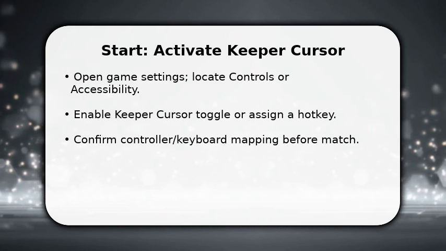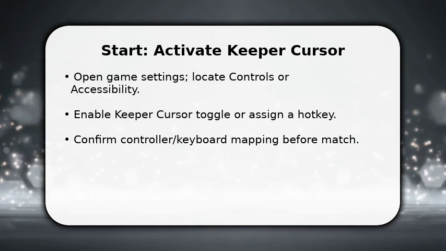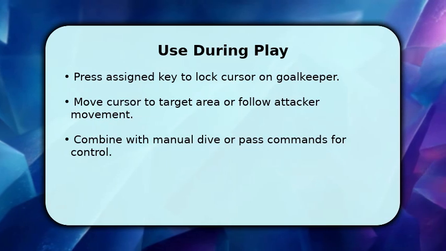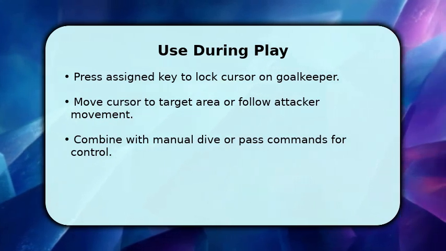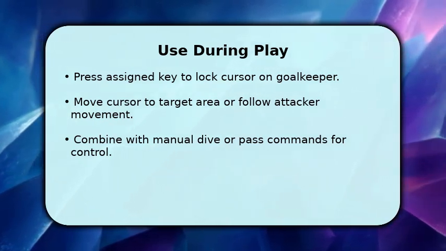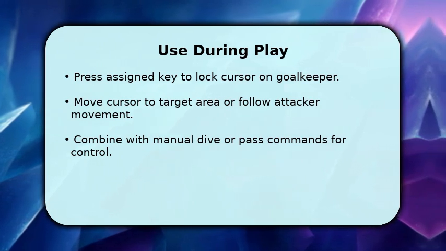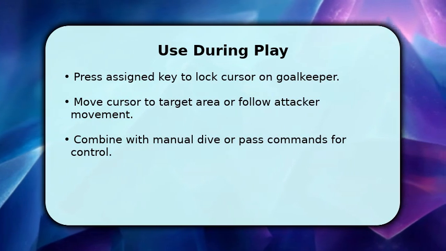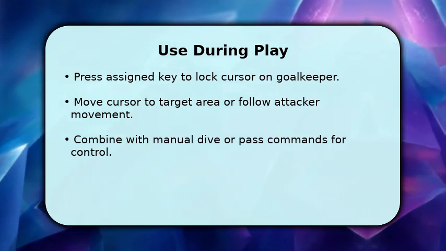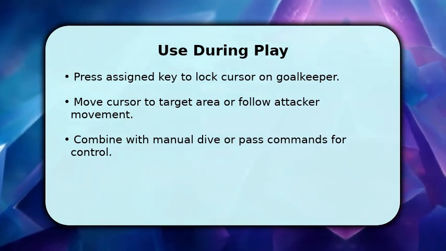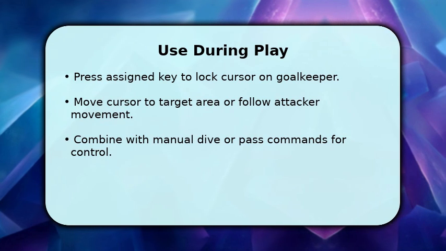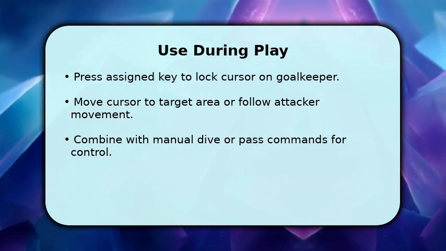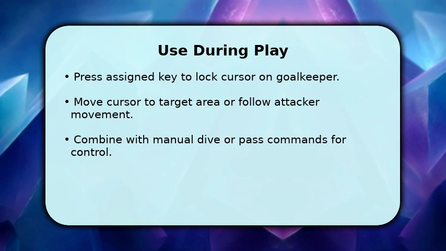In play, press the assigned key to lock the keeper cursor and immediately take visual control of the goalkeeper. This lets you anticipate shots. Move the cursor to the near post, far post, or center depending on the attacker's angle. Then use manual dive, jump, or catch inputs to commit. Make sure to release the cursor if you want AI to resume or when counter-attacking. This hybrid control balances reflex saves and positioning.